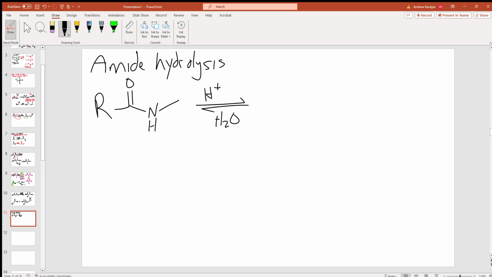And as a result of this reaction, we form a carboxylic acid plus an amine.